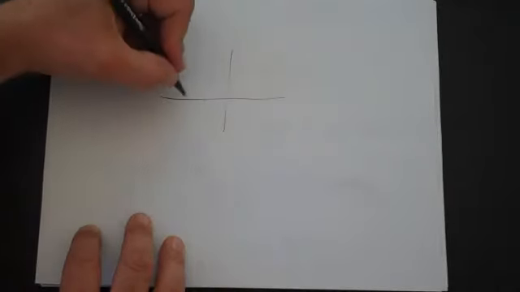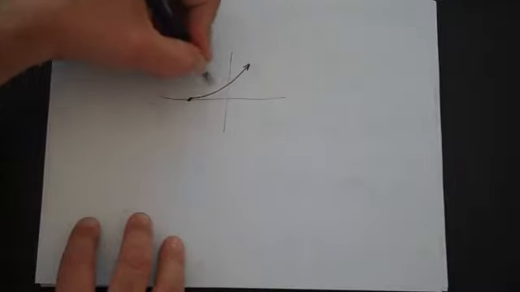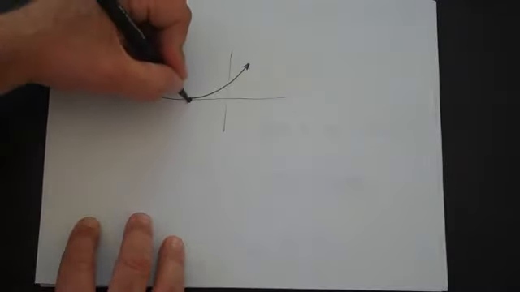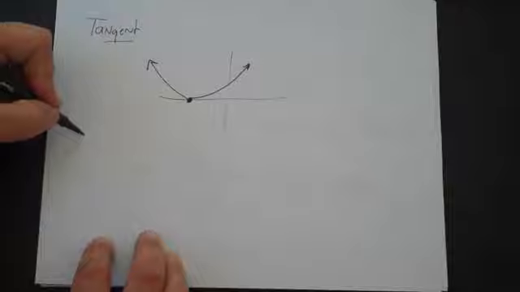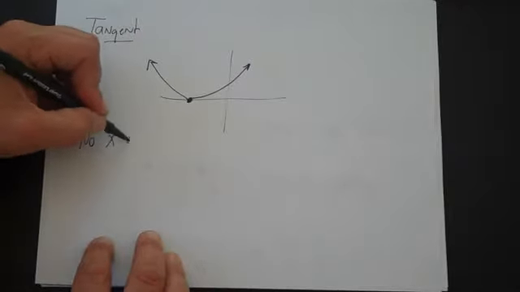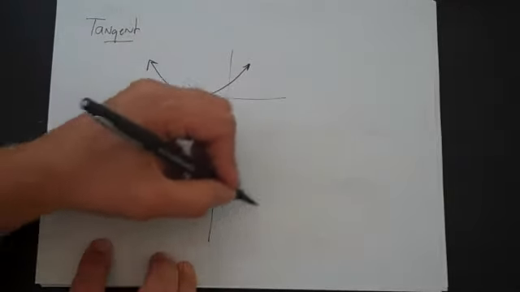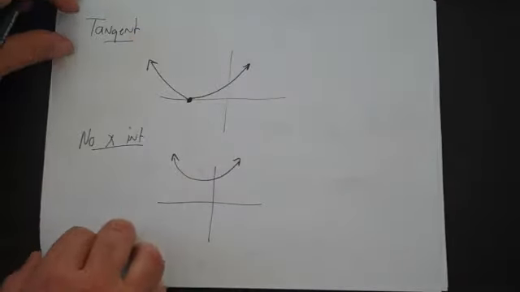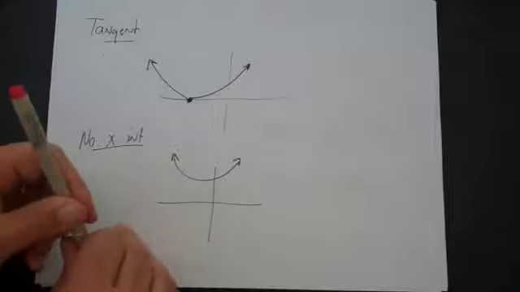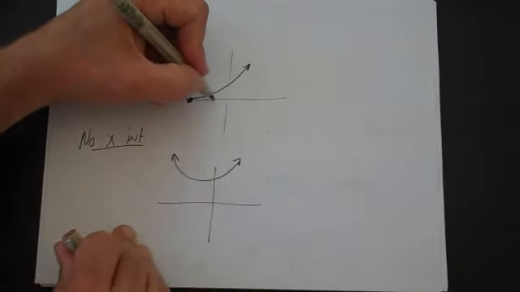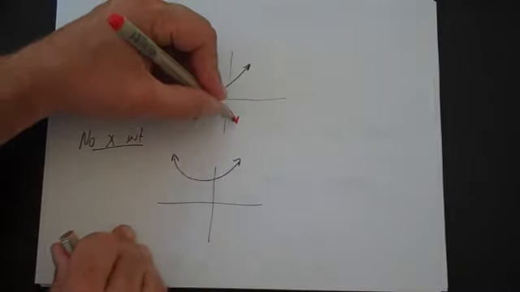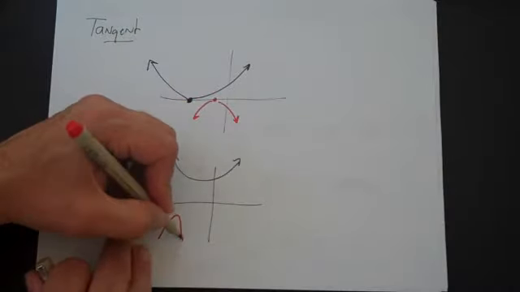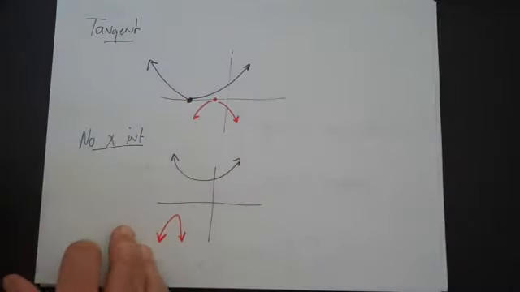One is when you have a tangent. So for example, you have some type of parabola maybe that looks like this. Another case is when there's no x-intercept at all, when it might look something like this. They could also, just as easily, be tangent down, or there could be no solution down. Either one of those is possible.